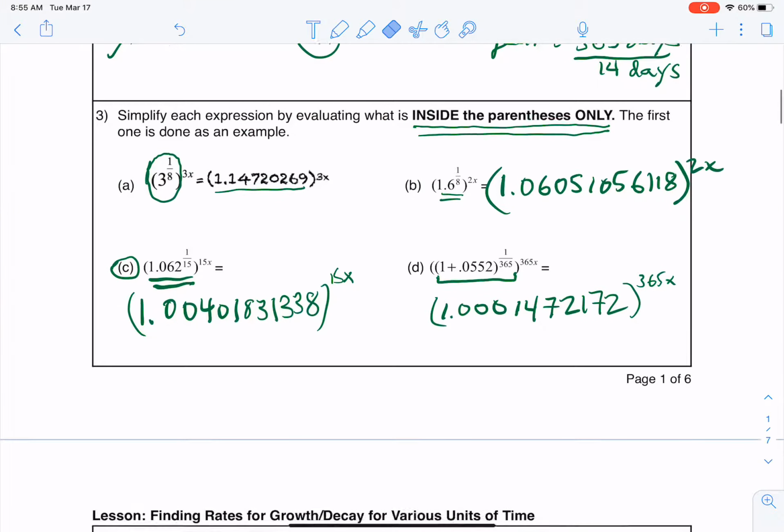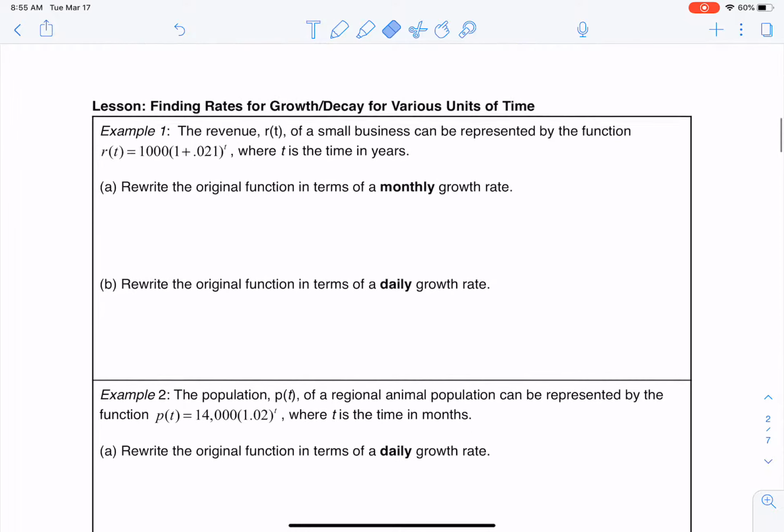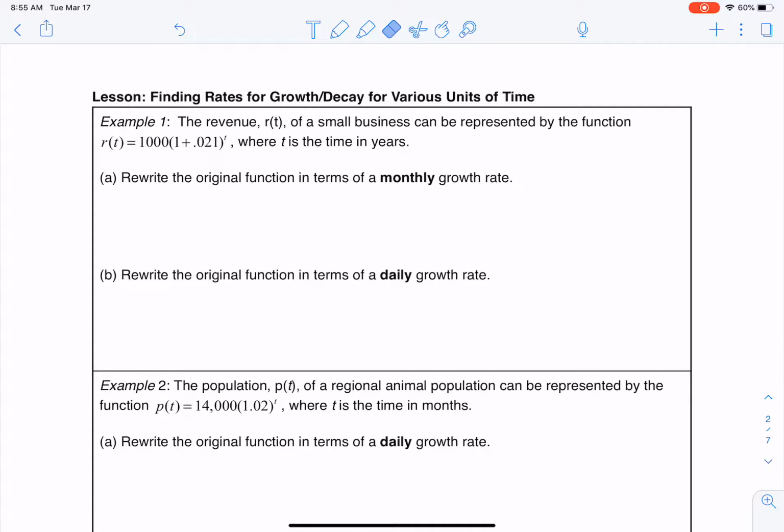So in this part of the lesson, we're going to look at finding rates for growth and decay for various time units. The key takeaway, especially from question 1 of the Do Now, is that the unit for the rates has to match the units of the exponents. And I'm just going to write this here.